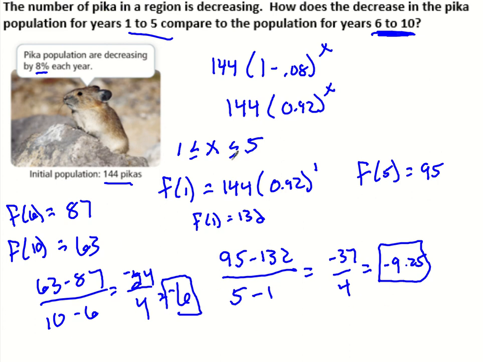I can say between the years 6 and 10, it is only decreasing by 6 per year on average, whereas between the years 1 and 5, it's decreasing by 9.25. So we're losing less pica every single year as time goes on. But again, we're still decreasing the amount of picas that we have until they become almost extinct. That'd be like what happens for an endangered species.